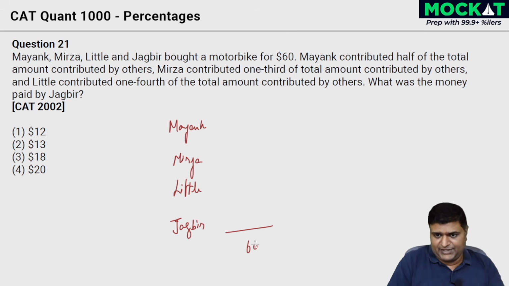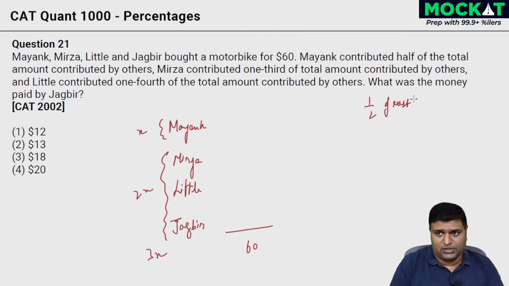The total is $60, right? Total is $60 over here. Now, Mayank contributed half of the total amount contributed by the others. That means Mayank over here compared to others. If others contributed 2x, then Mayank contributed x, right? Half of that. So what's the total going to be? 3x. Now, get a sense of this. Now, if you're going to contribute half of the rest, then you're contributing 1/3 of the total.